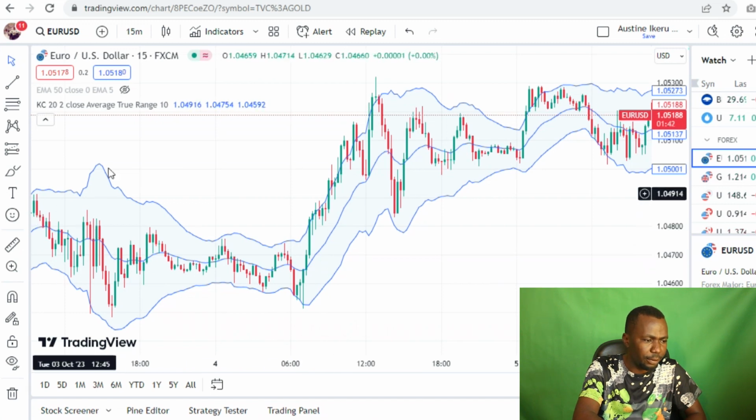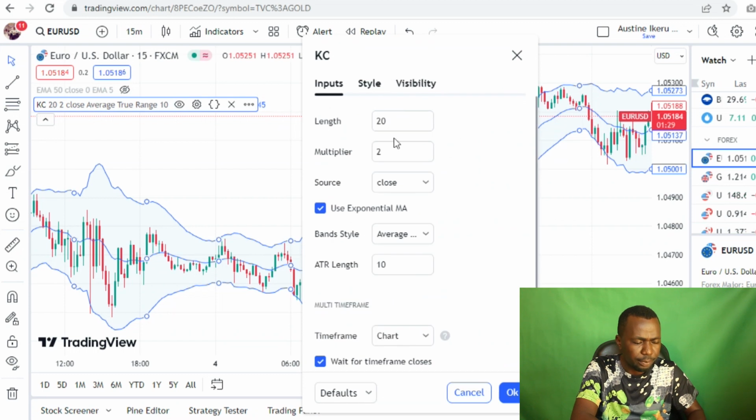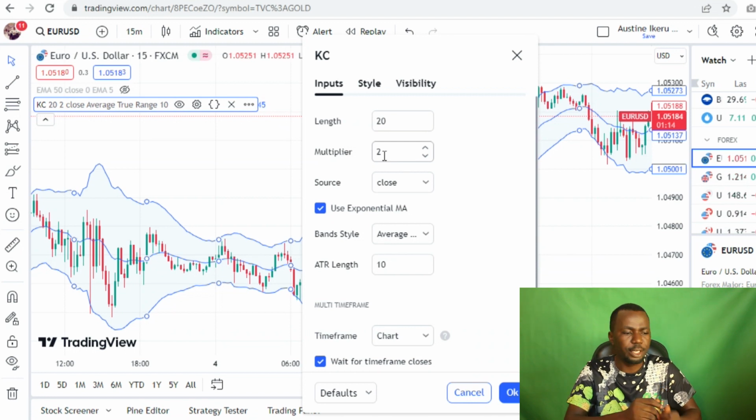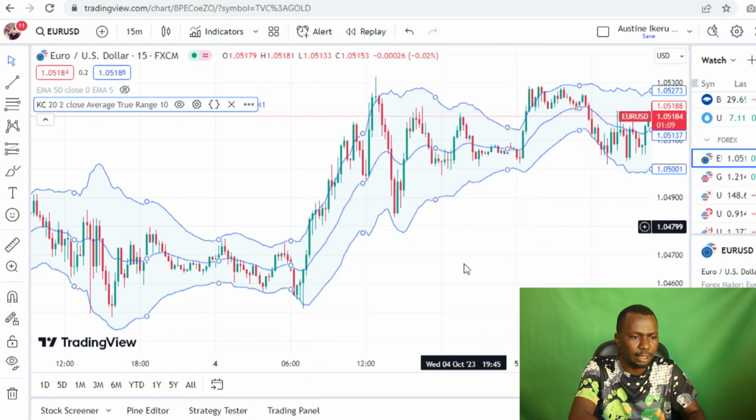Now let's go to the settings so you can see that the setting is default. We are using the default setting, right? Then this is the upper, this is the lower. You can see the 20 exponential moving average. You can also see the 2 average true range. So you can see clearly that we are using the default setting of the Keltner channel. So that is what you are expected to use. If you look clearly, you understand what I'm talking about.